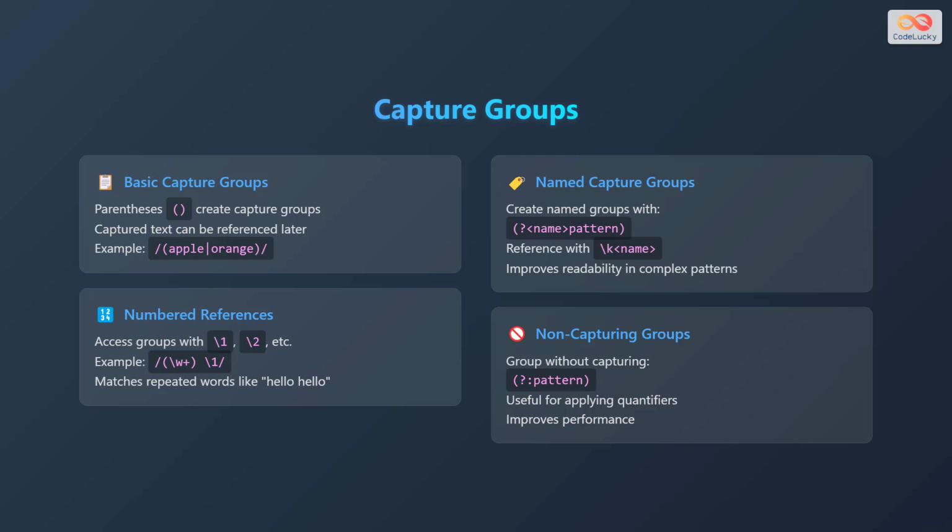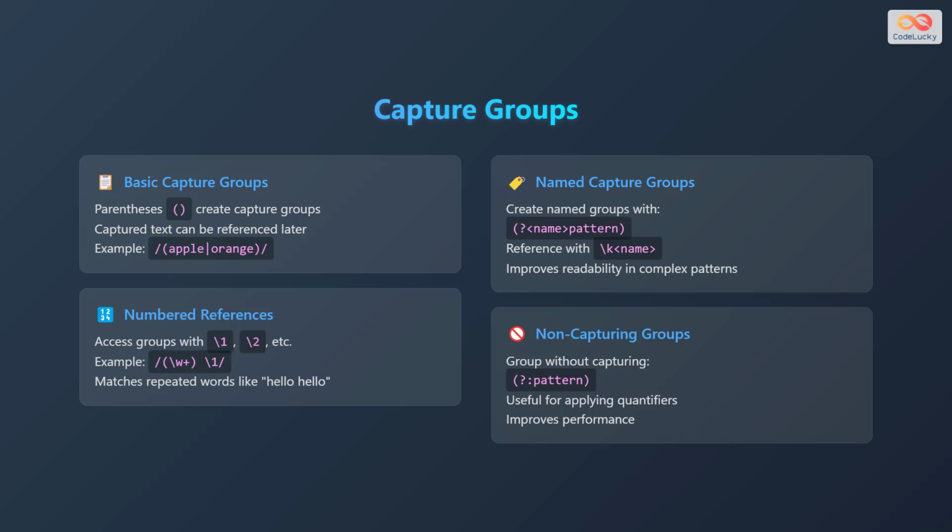You can access these capture groups using numbered references, such as \1, \2, and so on. For instance, the regular expression \w+ \1 will match repeated words like hello, hello. You can also create named capture groups using the syntax (?<name>pattern). These named groups can be referenced with \k<name>. Named capture groups improve readability in complex patterns.